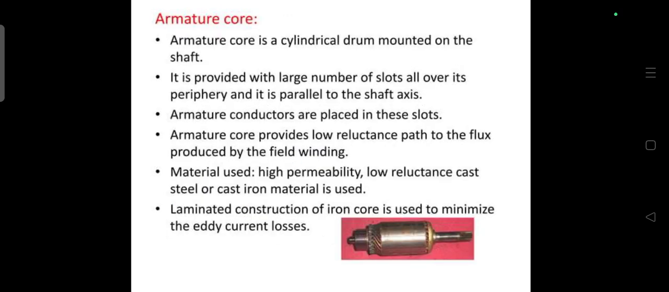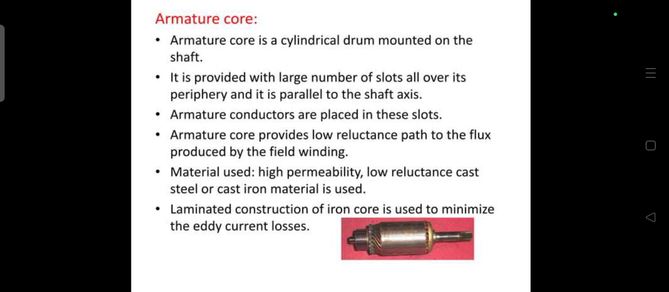The next main part is the armature core. The armature core is seen in the diagram below. The armature core is a cylindrical drum mounted on the shaft. It is provided with a large number of slots all over its periphery, parallel to the shaft axis. Armature conductors are placed in these slots. The armature core provides a low reluctance path to the flux produced by the field winding.